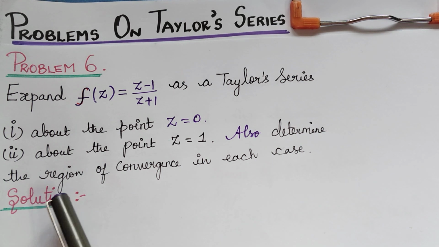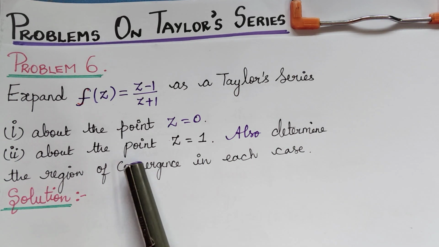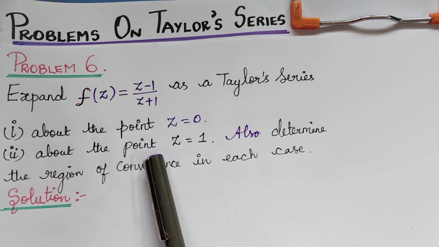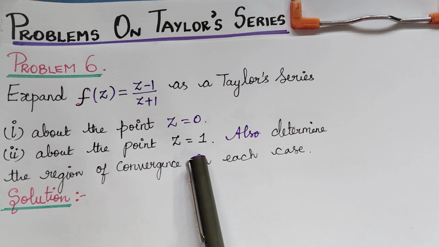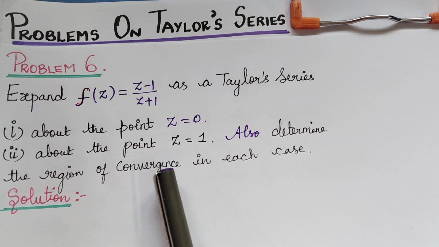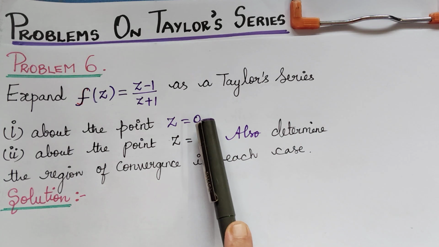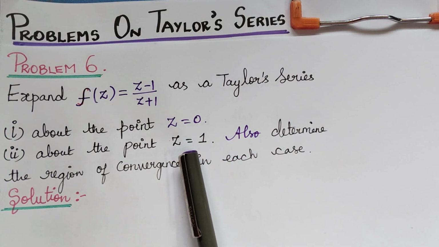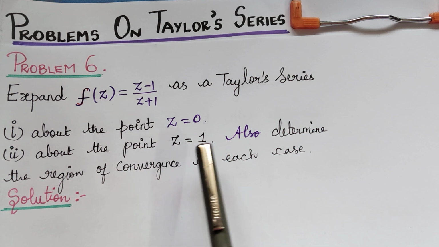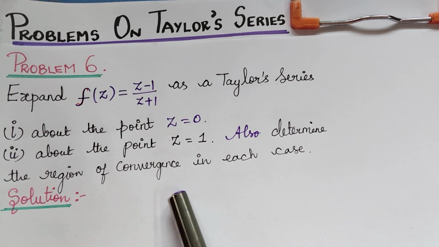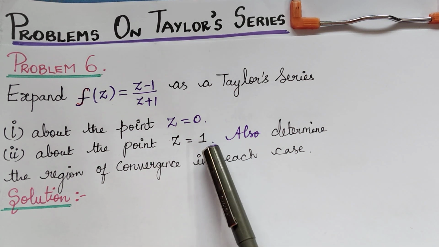The question is to expand f of z equal to z minus 1 by z plus 1 as a Taylor series about the point z equal to 0 and also about the point z equal to 1. So about the two different points, we have to find the Taylor series expansion of the function f of z given. And also we have to determine the region of convergence in each of these cases.